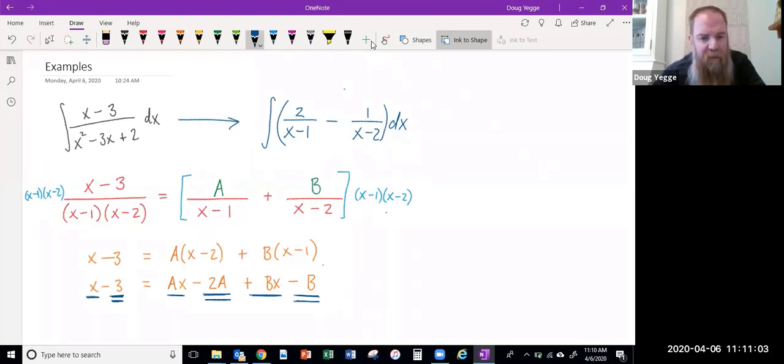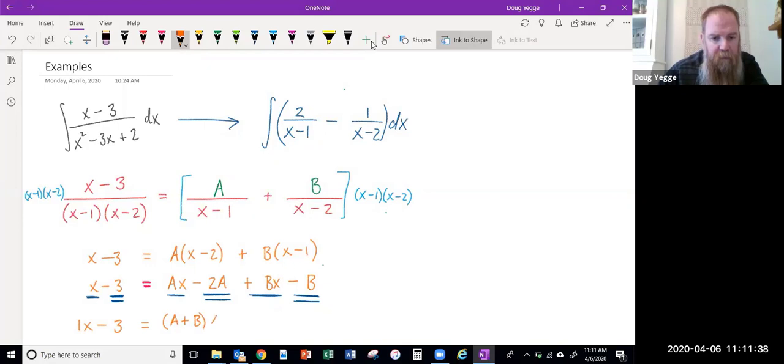So I should realize that if these two sides are supposedly equal, then the x coefficients on the left should match the x coefficients on the right, and the constant coefficients on the left should match the constant coefficients on the right. So before jumping to conclusions, I'm going to make one more step and write this as 1x minus 3. And on the right side, I'm going to clump together these x's to get (a plus b)x plus negative 2a minus b.